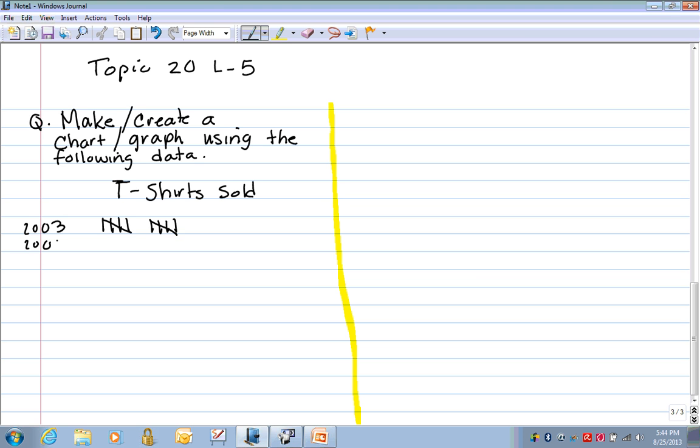For 2004, we're going to have 20 t-shirts sold. For 2005, we're going to represent t-shirts sold by 25 tally marks. And for 2006, we'll have 35.